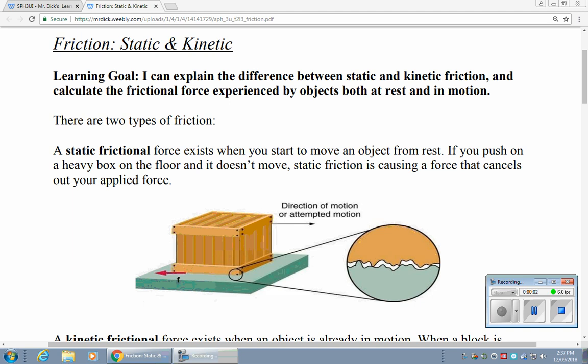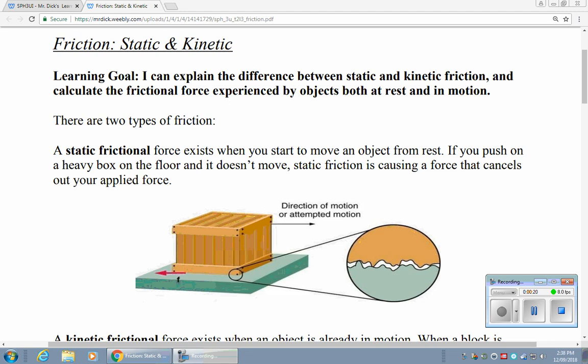Other than gravity and normal force, the next most common force we deal with in our everyday lives is friction. And friction is really just a resistance force. It's caused when two surfaces are in contact with one another, and there is some kind of resistance to an attempted motion that's going on.